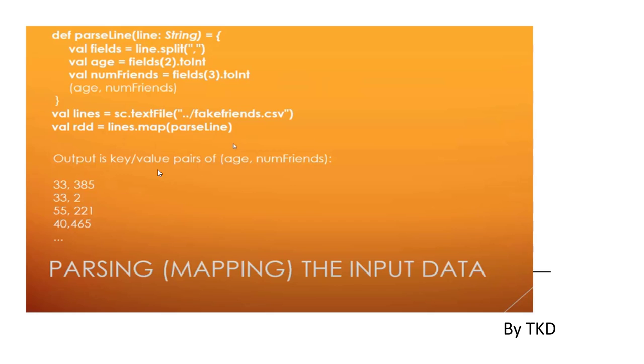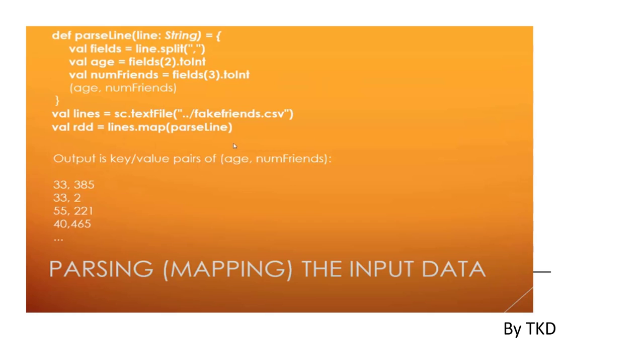So the 3rd field will be considered as the age, which will be converted to int and named age, and the 4th field would be named number of friends, which will be stored in the number of friends variable. And what we return is a tuple, a key value pair of age and number of friends as shown here. So that's the tuple.